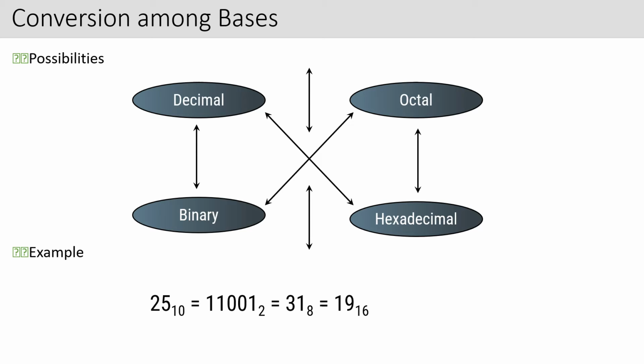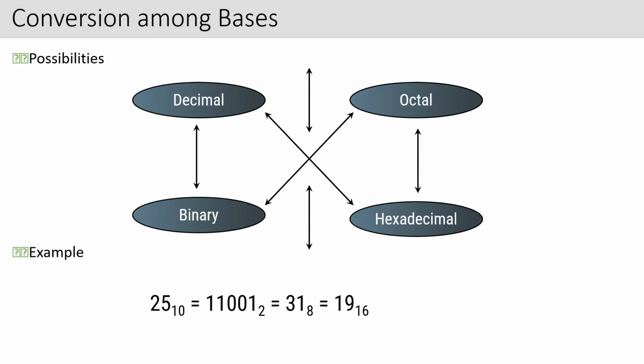Now say for example I'm having the number 25. Now 25 is represented here as a decimal number. The equivalent of 25 in binary is 11001. Now 11001 in binary represents 25 in the decimal number system. Same way, 31 to the base 8, the octal number 31, represents 25 in the decimal number system. Same way, 19 in the hexadecimal system represents 25 in the decimal number system. So see, all these numbers are equivalent, but the number systems are different.